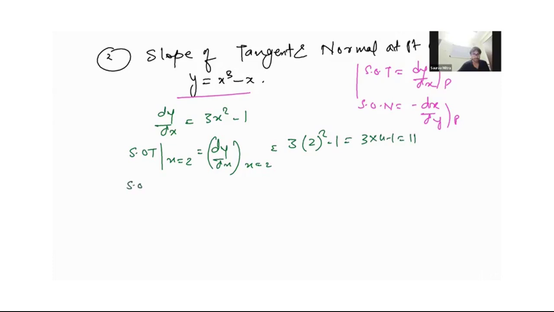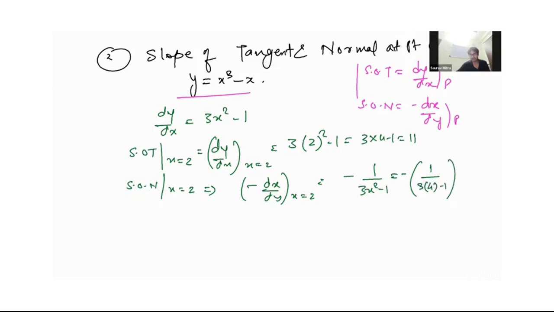And slope of normal at x equals 2 will be minus dx by dy at x equals 2, which means minus 1 upon 3x square minus 1, so minus 1 upon 3 into 4 minus 1, which is minus 1 upon 11. Okay, so slope of a tangent and slope of normal we have to find like this.